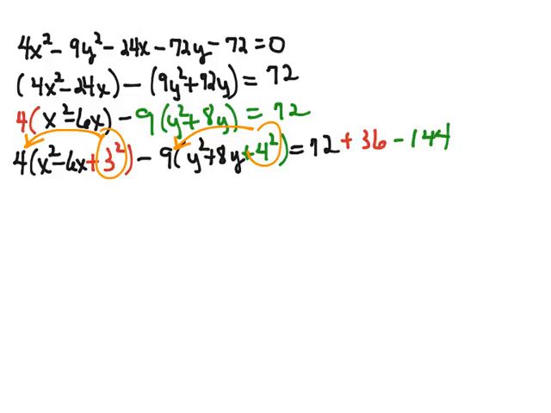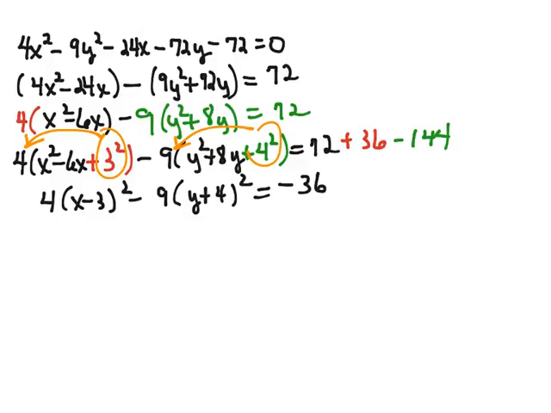And so now, rewriting our hyperbola, we have 4 times x minus 3 squared minus 9 times y plus 4 squared is equal to 72 plus 36 minus 144 is equal to negative 36. Now this doesn't look like it's in standard form, so we're going to need to divide each of our terms by negative 36.